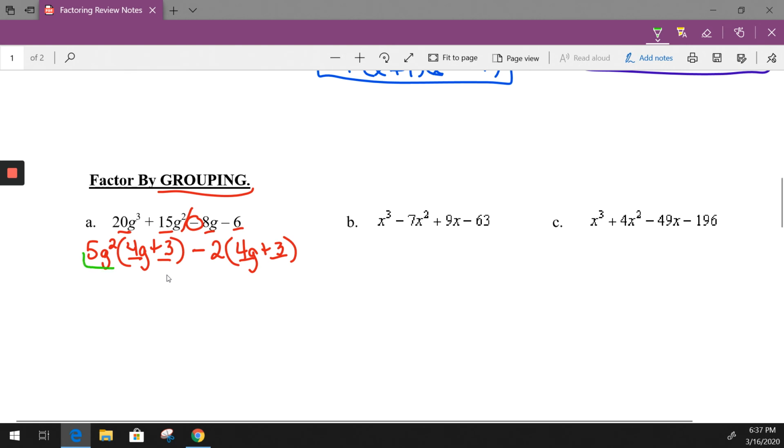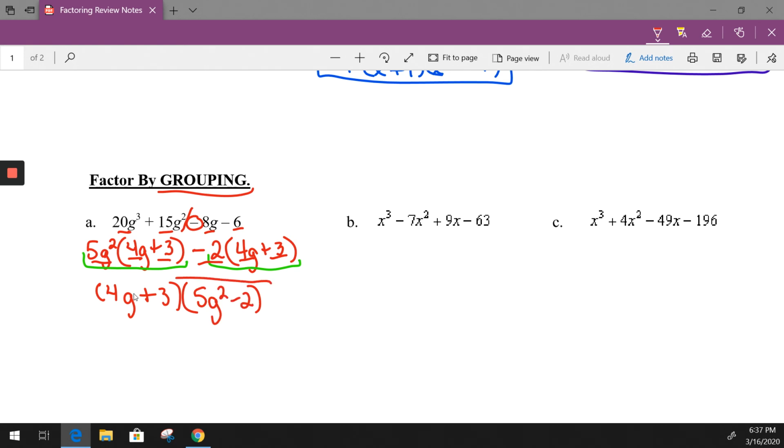So look at this. Think of this as one term. Think of this now as one term. And if you ask yourself, what do these two terms have in common? You would say the 4g plus 3. So what you're actually doing is factoring out the binomial 4g plus 3. And then when you factor that binomial out, you still have a 5g squared minus 2.